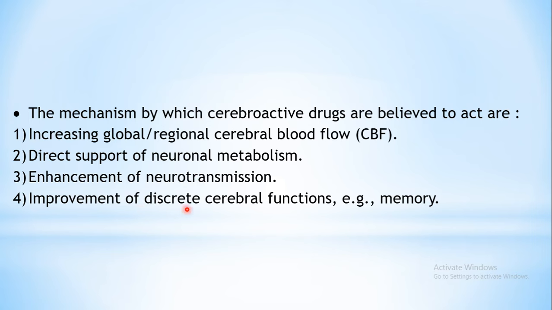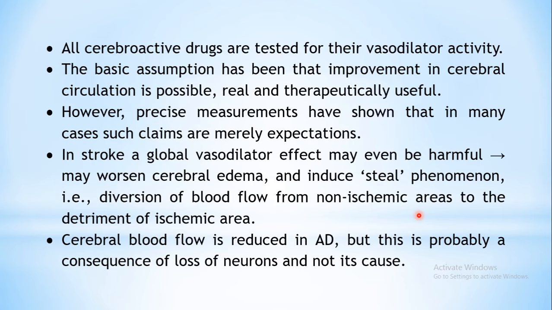Then improvement of discrete cerebral functions, for example memory. Certain drugs are targeted towards improvement in memory, to address the forgetfulness which is produced. A person's memory may get severely affected here, so that the person may not even be able to identify people. It may be that severe sometimes. So certain drugs help in improving memory, so that the person can remember things well. These are the several targets by which these cerebroactive agents could show their therapeutic effect.